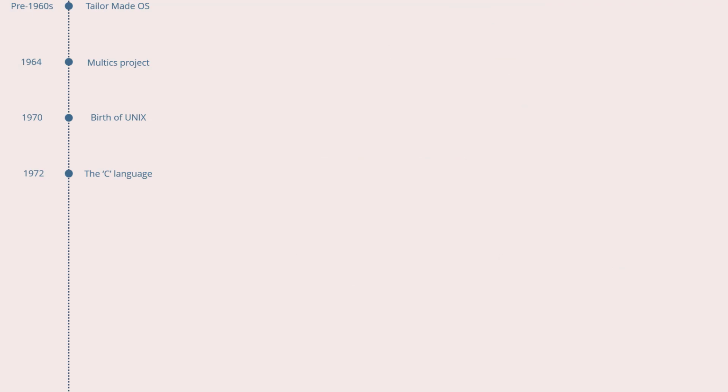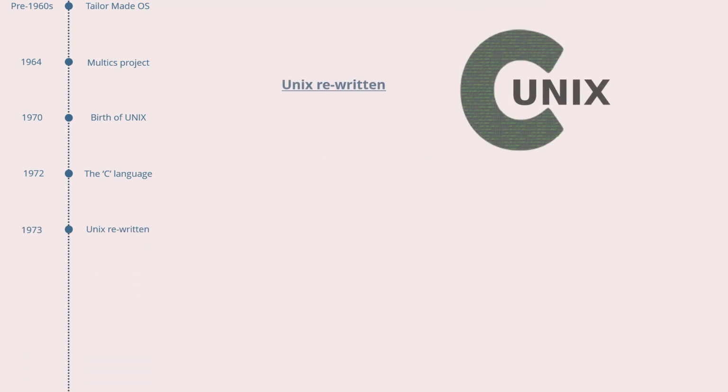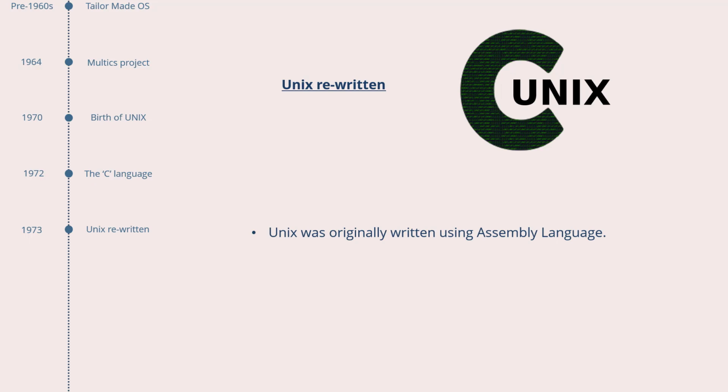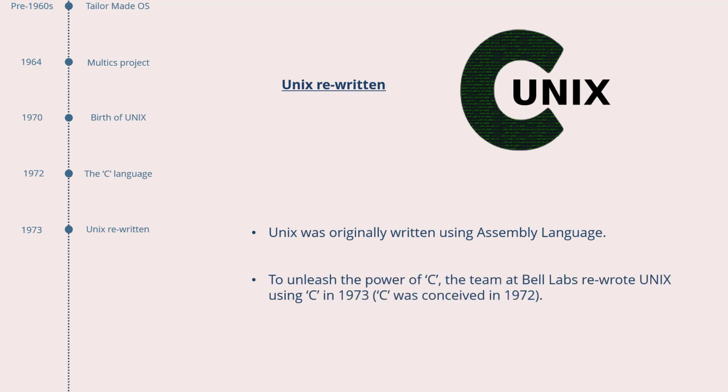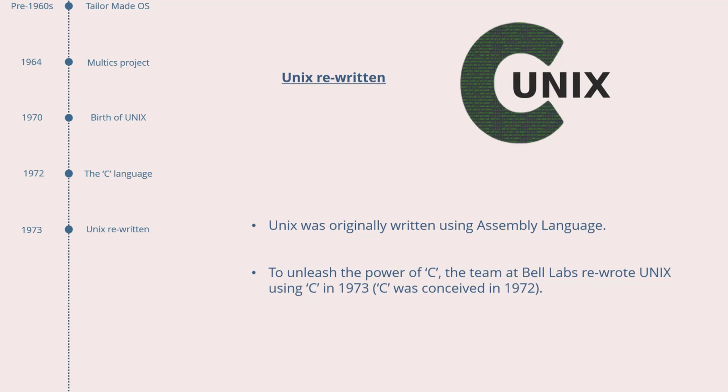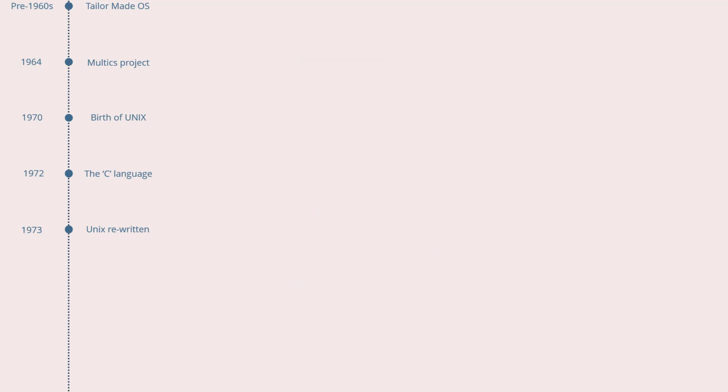Let's move ahead by 1 year to 1973. Now, originally, Unix was written using assembly language. Now that the C programming language was available, the team at Bell Labs rewrote Unix using C. So Unix, as we see today, was written using C. That is the best testimony that the C programming language can get, isn't it?